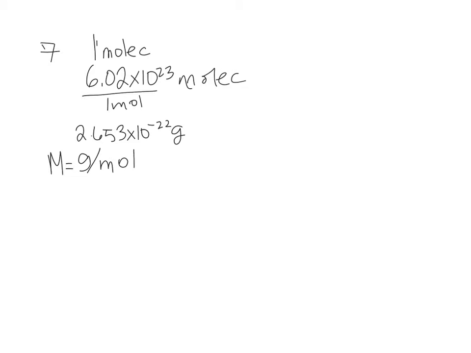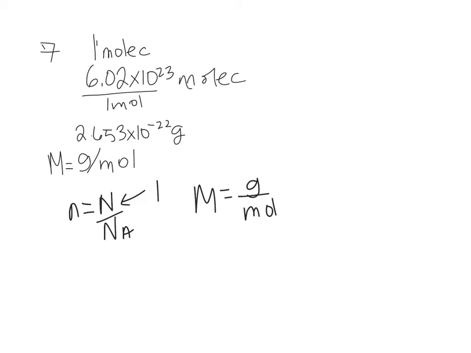We don't have moles, so you have to calculate moles, but we have the number of particles. So N, big N over NA, that's 1. Now you have moles. Now you take your mass, divide by moles.